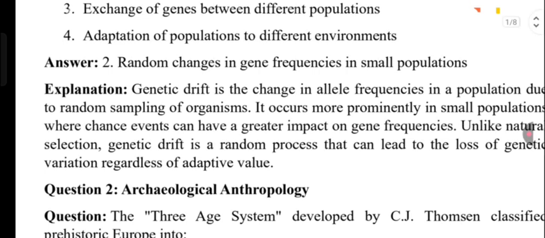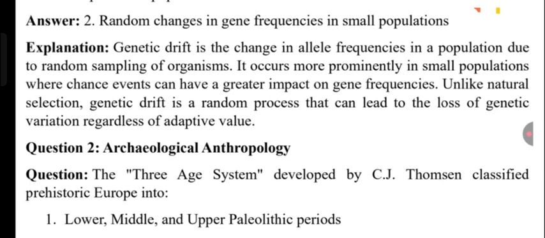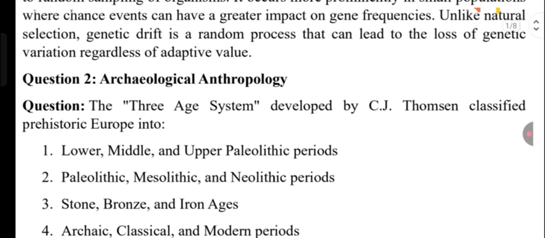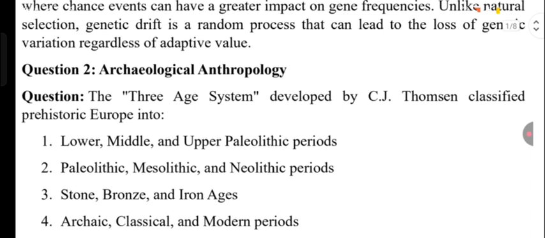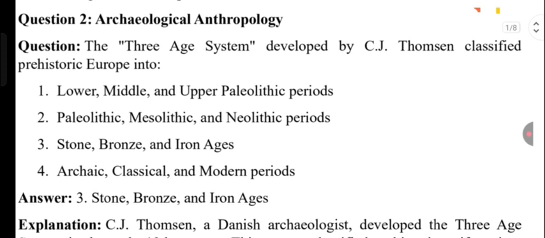Okay. Next question is from Archaeological Anthropology and the question is, the Three Age system developed by C.J. Thomsen classified prehistoric Europe into which stages? So from the question itself we can find another question, which is, who gave the concept of Three Age system, and the answer is C.J. Thomsen. So back to this question. Four options: lower, middle, upper Paleolithic period; Paleolithic, Mesolithic, Neolithic period; stone, bronze and iron ages; archaic, classical and modern period. So the right option is stone, bronze and iron ages.